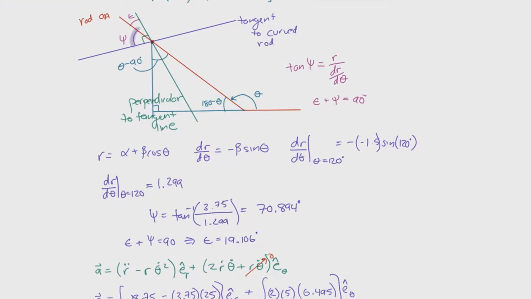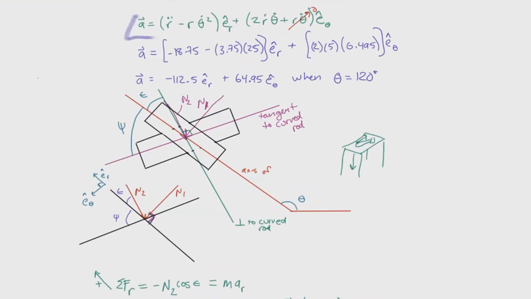And if you're confused on why this angle is phi and not this angle right here, then please go check my video on that. I explained it in detail, and hopefully you understand why this is phi. So we use those equations to find phi and epsilon.